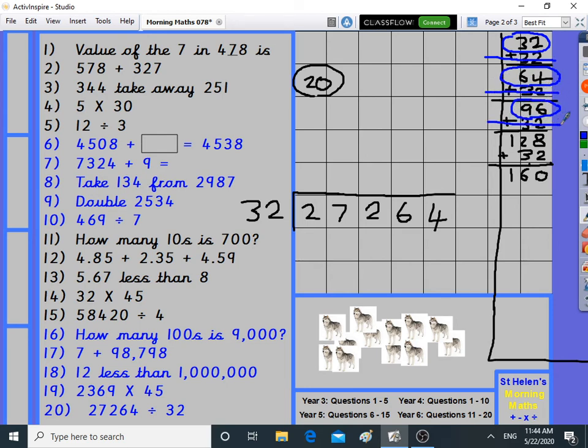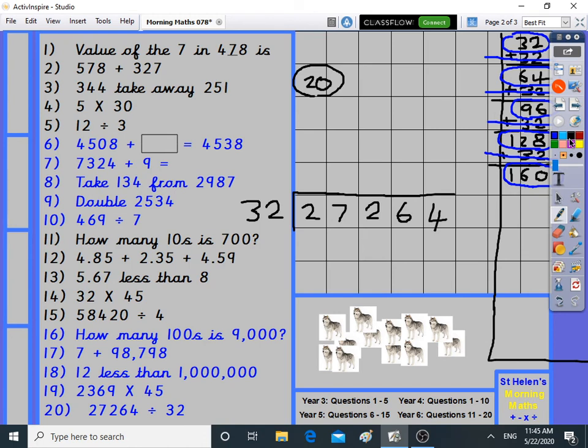96, cross out the plus 32. 128, cross out the plus 32. 160. There's a chance I need more. I've got 1, 2, 3, 4, 5 on my 32 times table. There is a chance I need more, but I'll do it if I need it. I'm not going to do it all at the start in case I don't need it.